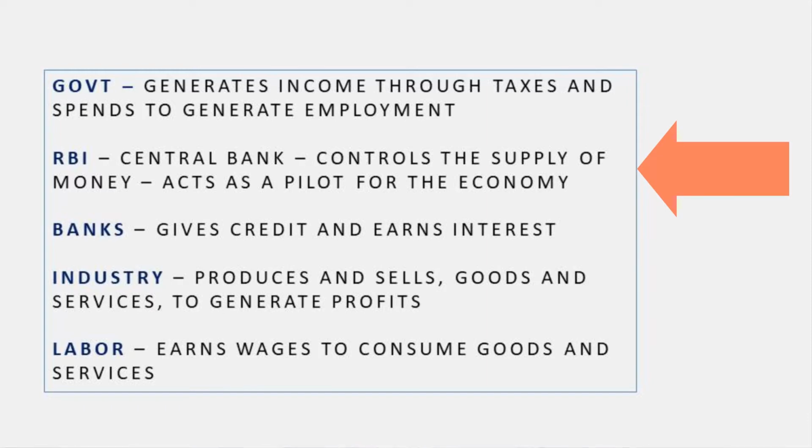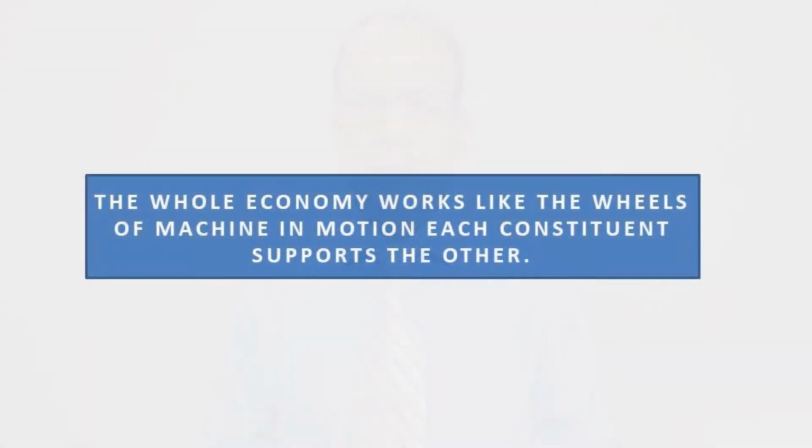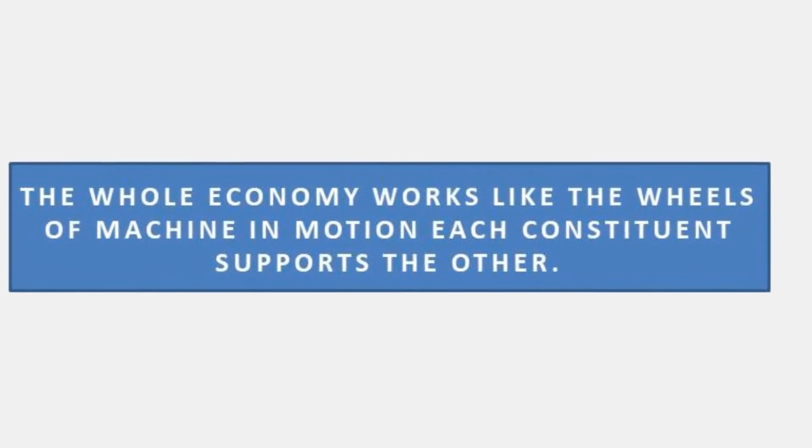It acts as a pilot for the economy. The commercial banks, they borrow money from the RBI and lend it to the industry. Industry, it produces and sells goods and services and earns profit. Labor, it provides services to the industry, earns wages and spends money to consume goods and services. All the 5 constituents work like the wheels of a well-oiled machine and they have to support one another.